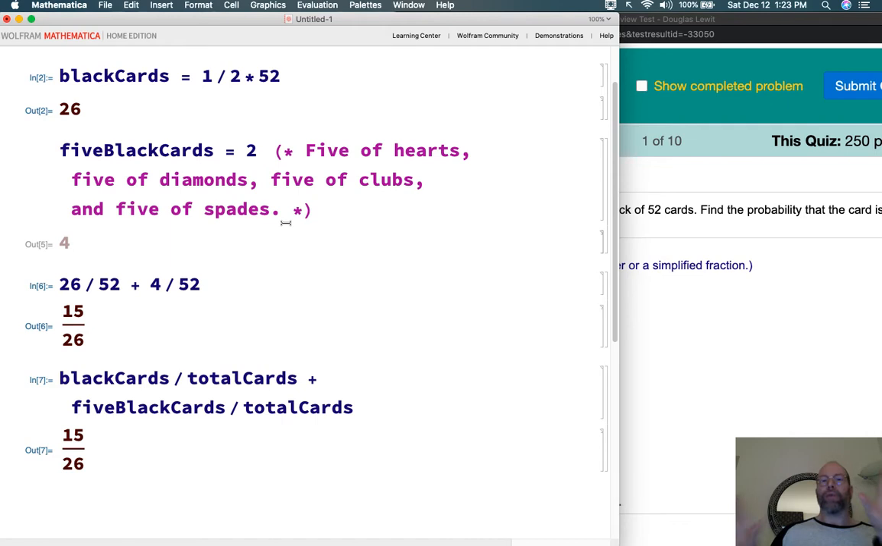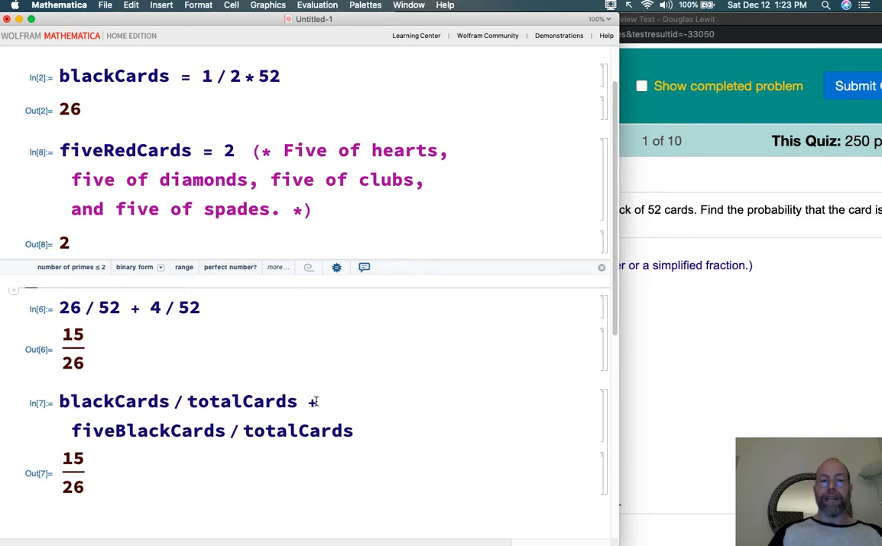So once again, let me say that over again so that you guys get it. These cards right over here, the 5 of clubs and the 5 of spades, are already included in the set of all black cards. These two are not. The 5 of hearts and the 5 of diamonds are red, and so because they are red cards, they are not being counted in the set of all black cards. So that's why, actually, I should really say 5 red cards.